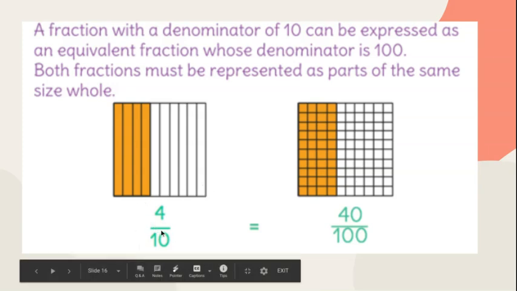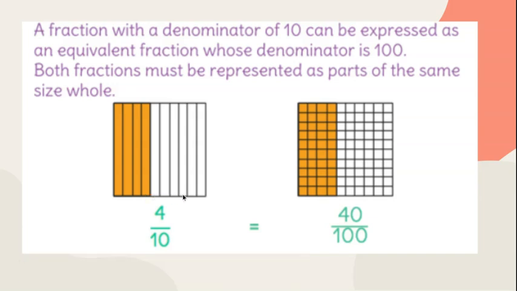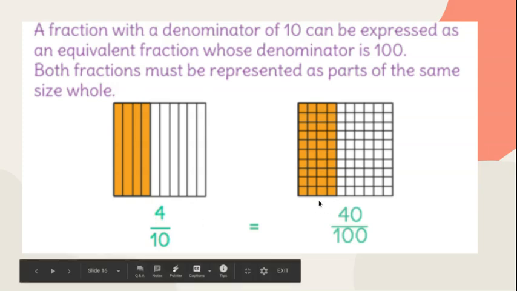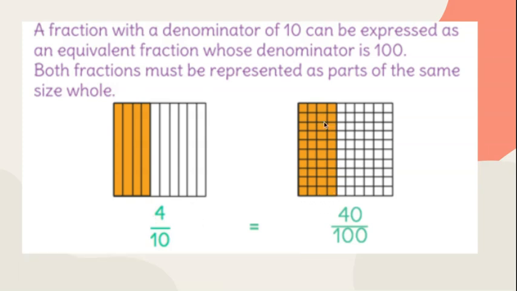So this one is 4/10. 1, 2, 3, 4 parts shaded, 5, 6, 7, 8, 9, 10 in all. So that's what 4/10 looks like. And then we have 40 shaded here, that's the orange, out of 100.